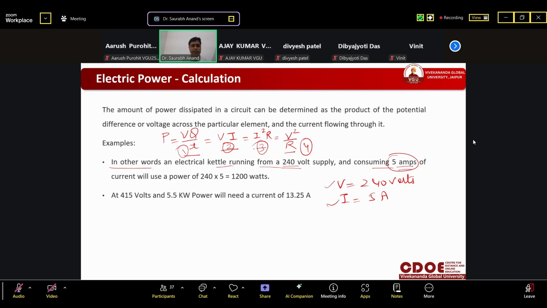So which formula can be used? In which formula do we have only V and I? Here it is charge, it cannot be used. Here it is V and I both. So we can use the second formula. First we will write the formula P is equal to VI. We will put V 240, I 5. So what will be there? It will be 1200 watts. So this is the power. This is the answer.